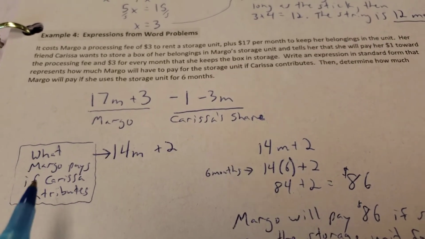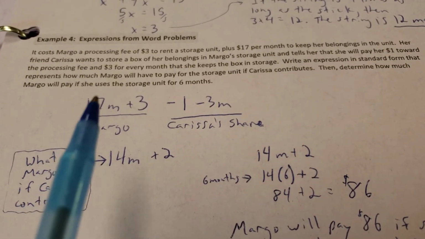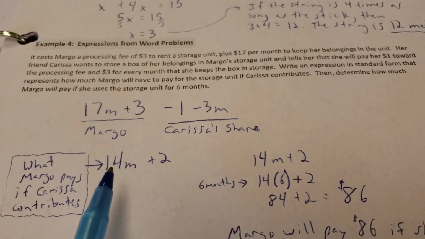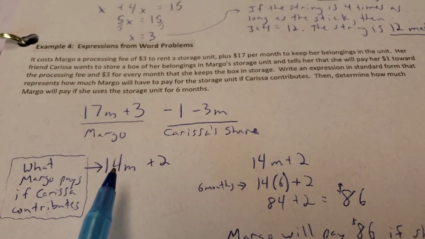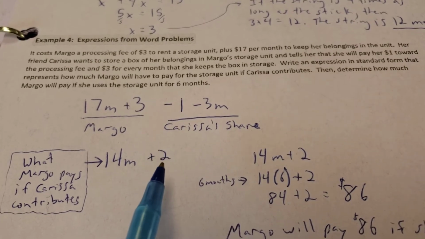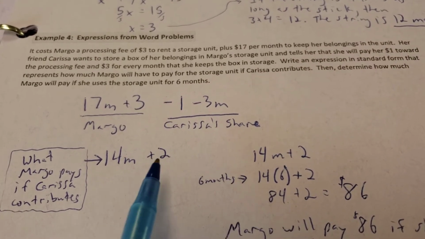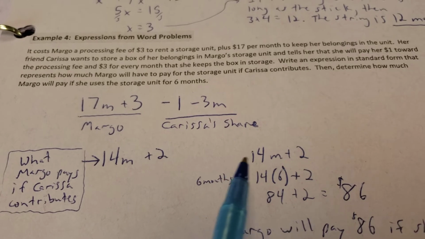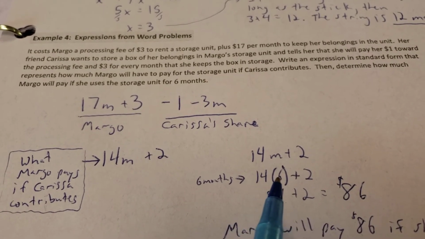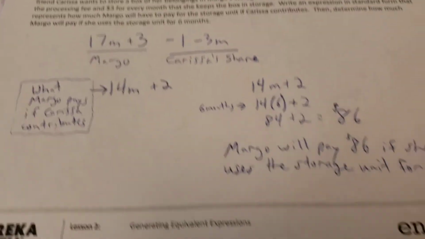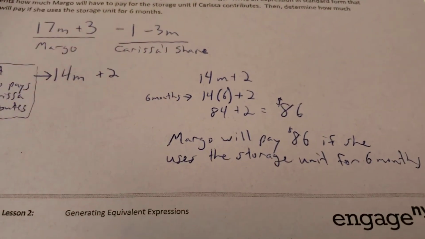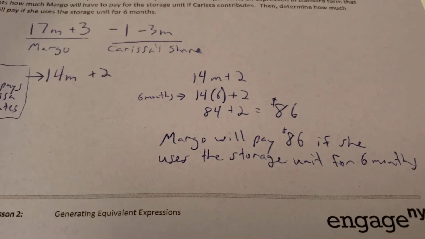So now, what Margot is going to pay if Carissa contributes, $17 a month minus $3 a month means she's only going to pay $14 a month. And then the $3 fee, one gets taken away from that, so now it's only $2 for the fee. So 14m plus 2. Now, you can use this expression, because if she wants to use it for 6 months, 14 times 6 gives you 84, plus 2 gives you 86. So Margot will pay $86 if she uses the storage unit for 6 months, thanks to her friend helping her out a little bit.